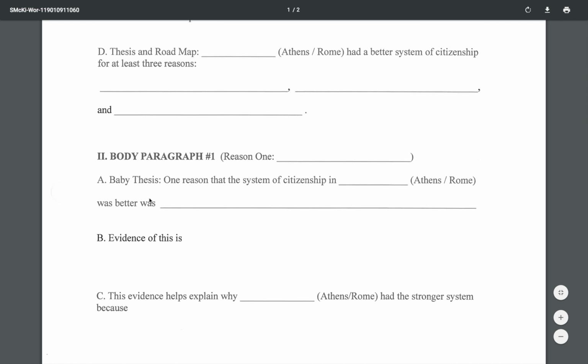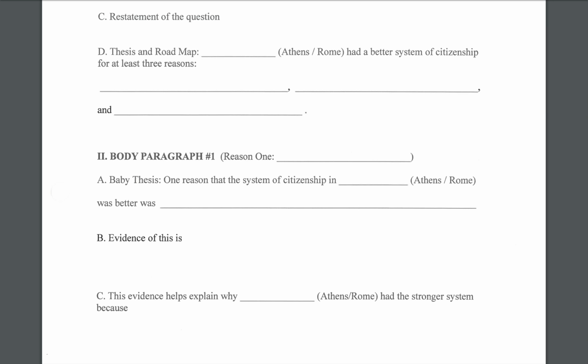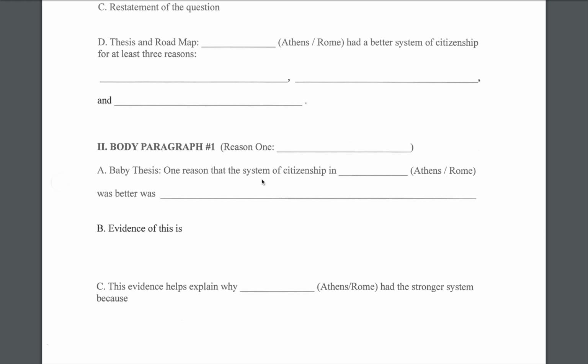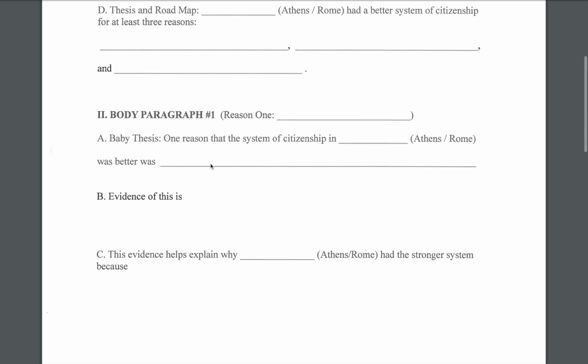And then you're going to write a baby thesis. So a baby thesis is like a mini thesis where you talk about that one specific reason. So in this case, one reason that the system of citizenship in, let's say, Athens was better was that, and then you would list out your reason. So again, maybe I would say the poor had a little bit more say in Athens. Poor people had more power in Athens. Okay, great. There's your reason. All right, so that's A. So I'm going to pause now so that you can complete that first part of the body paragraph.